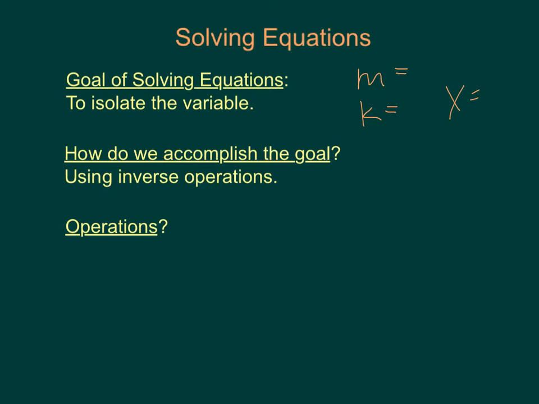And by operations, again, we mean in terms of paired inverses. Addition and subtraction are inverses of each other. Multiplication and division are inverses of each other. Squaring and square rooting are inverses of each other. So we're going to use inverse operations to accomplish the goal of isolating the variable.